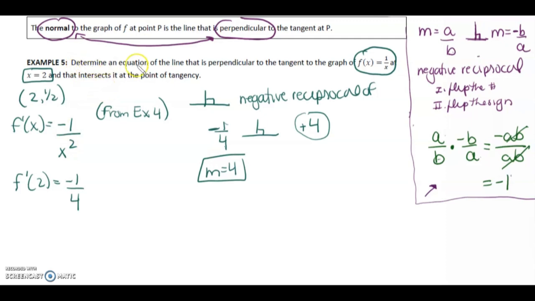So we're going to determine the equation of a line. We know that our line is going to be in the form of y equals mx plus b. That is perpendicular. So we have that. We have the slope of 4. So perpendicular to the tangent of this graph. Well, we already took that information from f at x and from example 4 at x equals 2. So what this is telling us is we're using the same x and y values. So we can sub in x and we can sub in y.